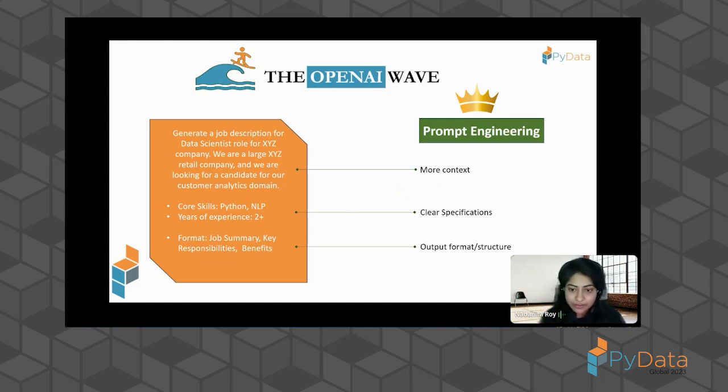So these are a couple of principles of writing a good prompt: to give proper context, to give clear specifications, and to have a clear format in input and output structure, so that it can get the information, structure it, and give it out to you in a more digestible manner. And that's what prompt engineering is all about.